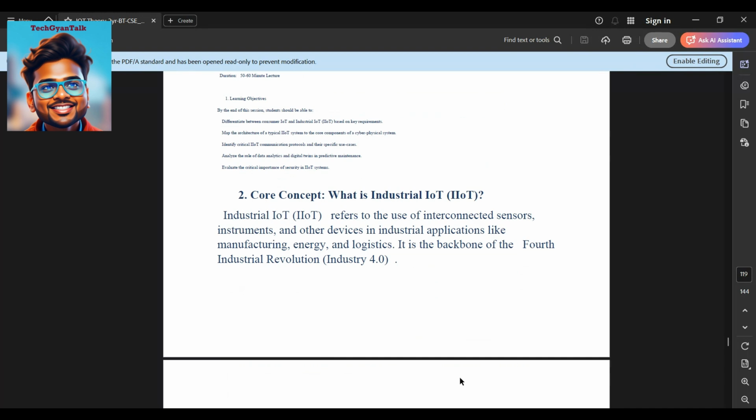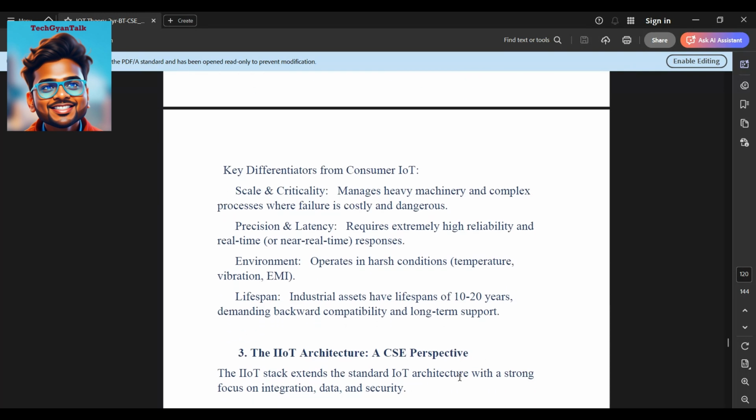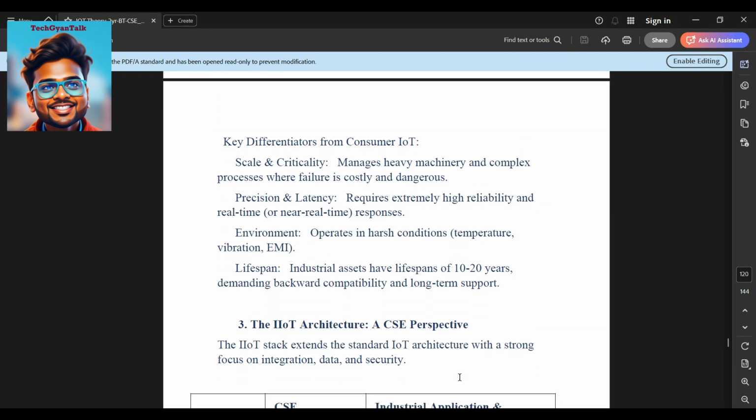Industrial IoT, or IIoT, refers to the use of interconnected sensors, instruments, and other devices in industrial applications like manufacturing, energy, and logistics. It is the backbone of the fourth industrial revolution, Industry 4.0. And we can see the key differentiators from consumer IoT are scale and criticality: it manages heavy machinery and complex processes where failure is costly and dangerous.